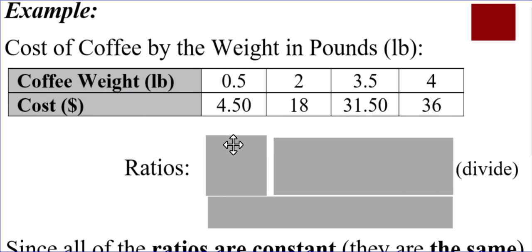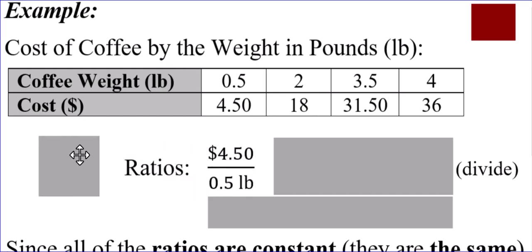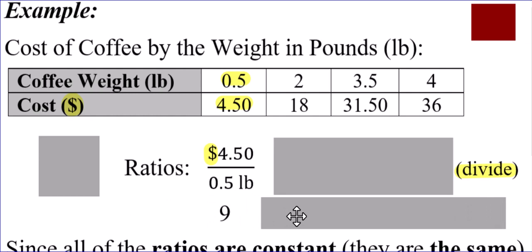Starting with the examples, the first one we have here is the cost of coffee by the weight in pounds. Is there a constant ratio? Well, let's set up some fractions and divide. We're going to be dividing in our calculator. From the first column here, we have the weight of coffee as half of a pound, and we have $4.50. We know that when money is involved, the money will go in the numerator, so we divide 4.50 by half of a pound in our calculator, and we get $9 per pound. Now, the next row, we have $18 for 2 pounds.